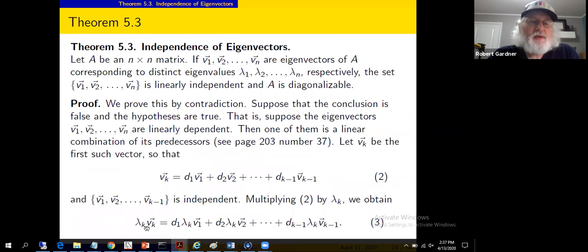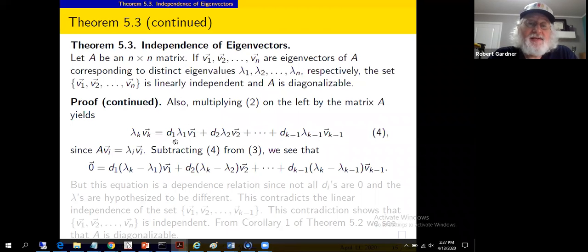Okay, equation 3, it's got lambda sub k, v sub k on the left-hand side too. So when we subtract, we'll get the 0 vector on the left-hand side. From d sub 1 lambda sub k, v sub 1 plus d sub 2 lambda sub k, v sub 2, and so forth, we will subtract d1 lambda 1 v1, d2 lambda 2 v2. In equation 3, we had lambda sub k's for all these coefficients. So when we do the subtraction, we've got lambda sub k, v sub k on the left-hand sides. Do the subtraction, you'll get a 0 vector on the left-hand side.